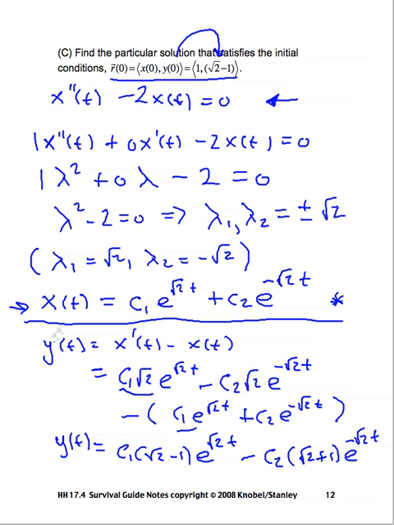So if you go back, in y of t, if you substitute 1 here and 0 here, you just get 1 times the square root of 2 minus 1, so just the square root of 2 minus 1 times e to the square root of 2 t. And if you substitute 1 for c1 and 0 for c2 in the equation for x, you get e to the square root of 2 times t. So that's where those are coming from.